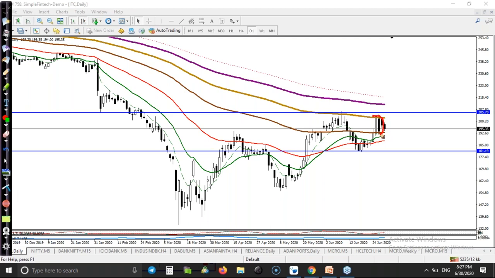This is called a tweezer pattern, a bearish tweezer pattern. Everybody who has already bought my class knows it. So where are we placing? We place our sell order somewhere below here. Once it breaks, we are expecting it will drop from this area. But I'm still focusing on ITC here.